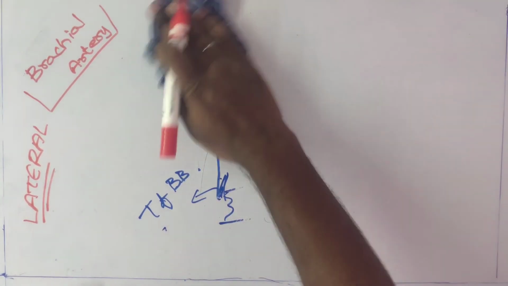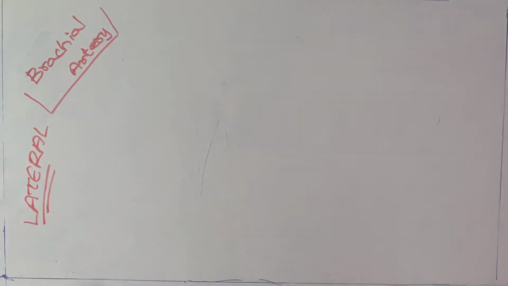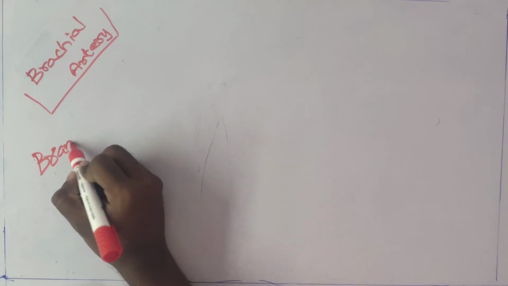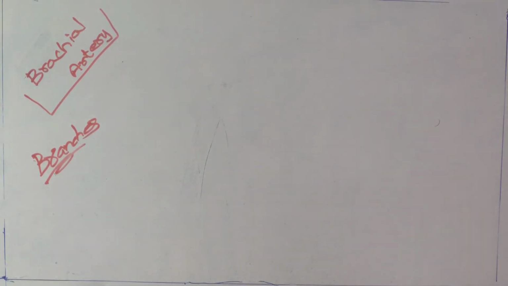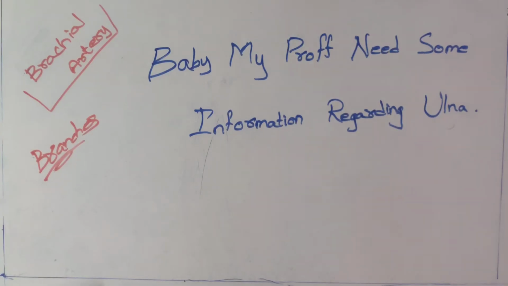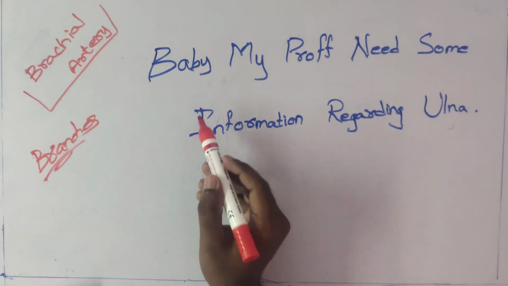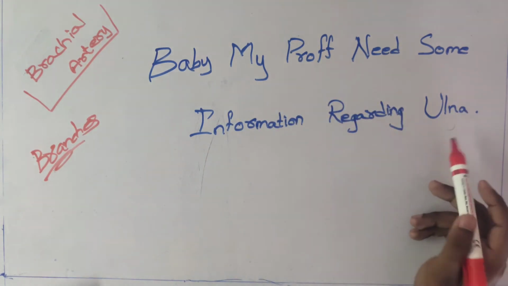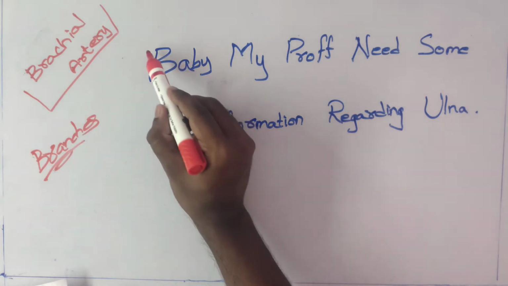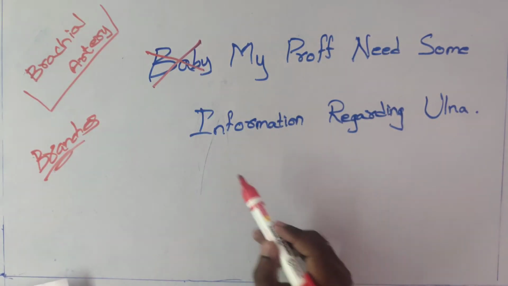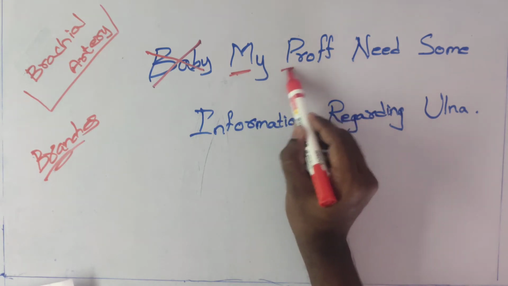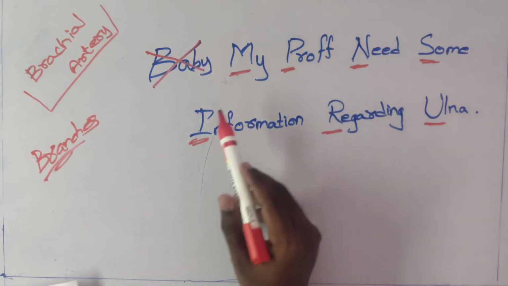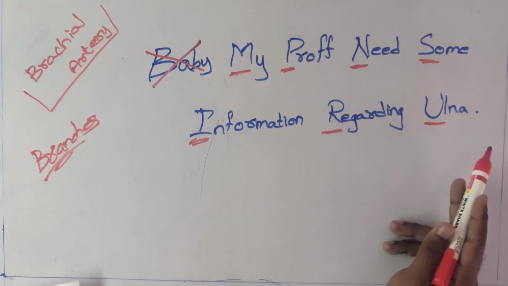Now coming to the branches of the brachial artery. The mnemonic of the branches of the brachial artery is: baby, my professor needs some information regarding ulna. MPNSIR and U.